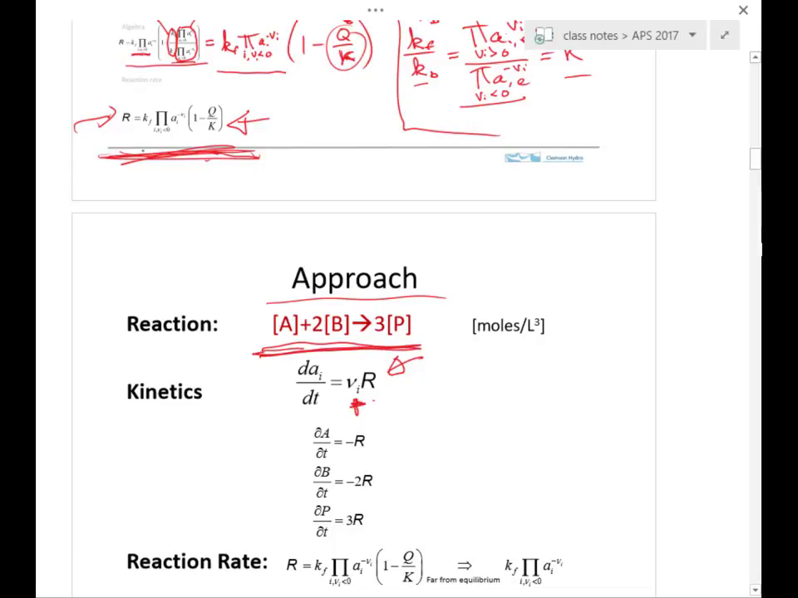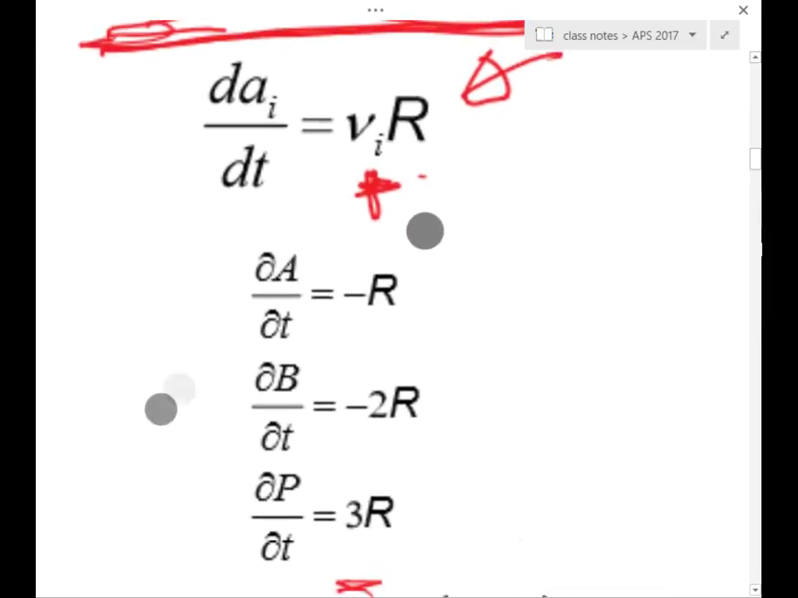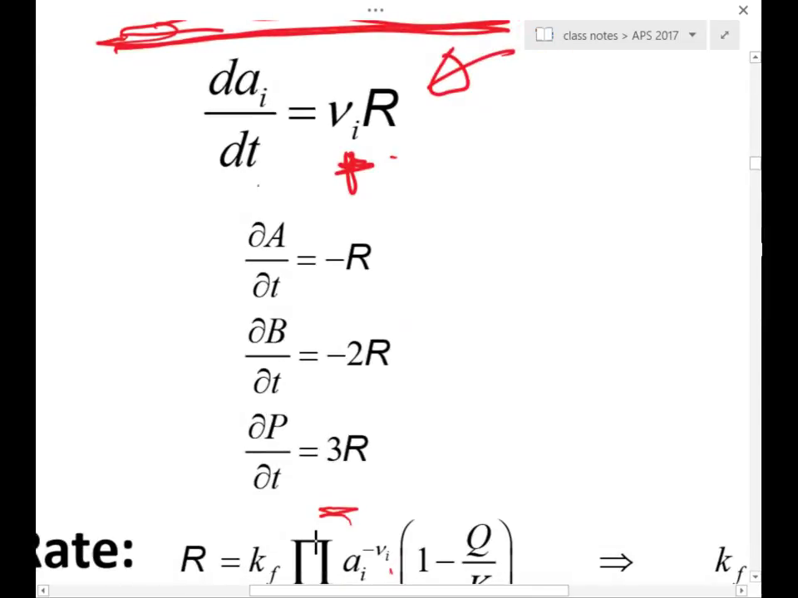We go through, do this calculation, and in this case, A is being consumed by this reaction. So we go and calculate R. VI for A is minus 1. So the kinetic expression for A is like this. It's a negative because A is being consumed.